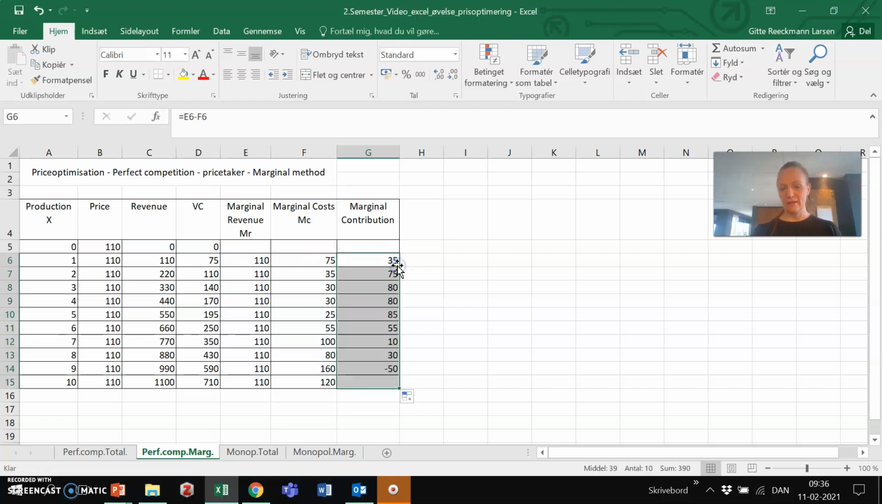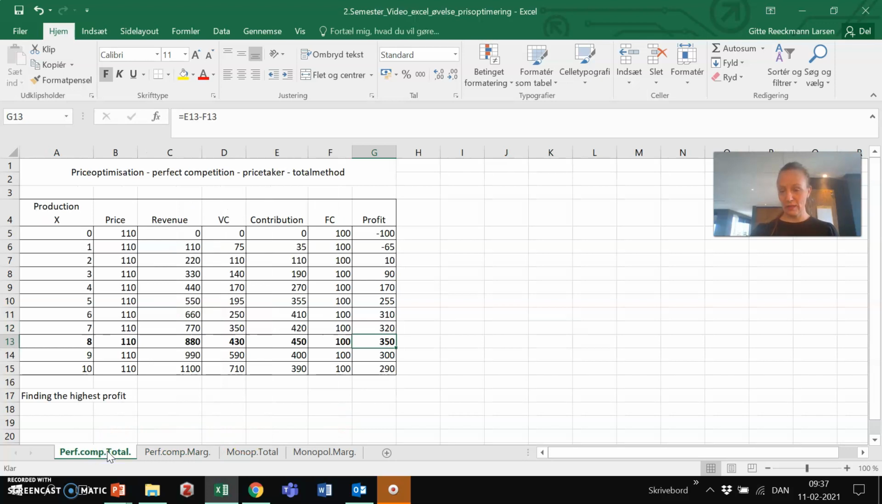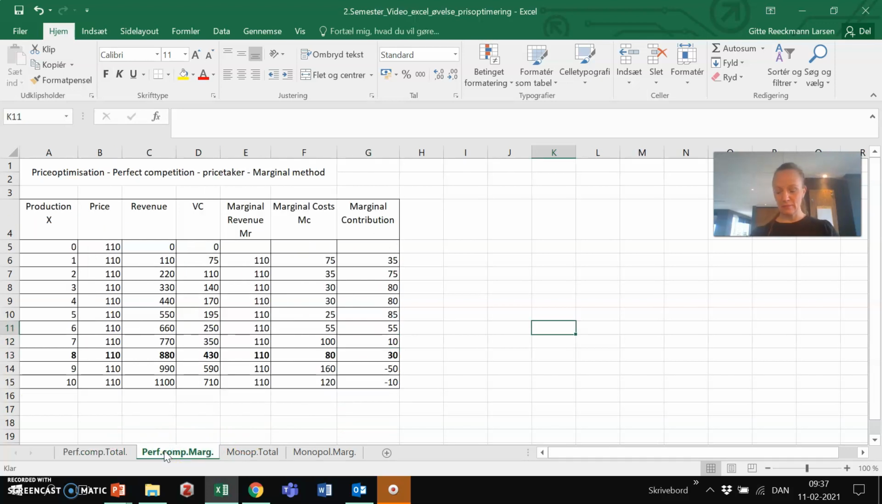Now we have the formula. We double click and copy, and you can see we have a positive marginal contribution down to a product of 8. You will always find the same conclusion, whether you use the total method or the marginal method on the same example, all right? So you're not getting different conclusions here. So let me just make that clear.